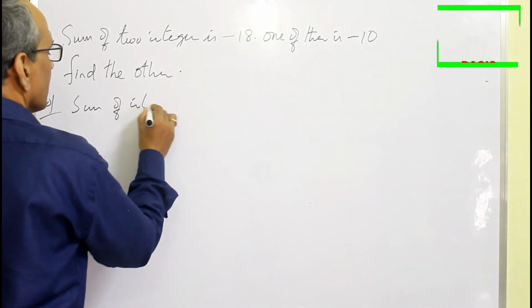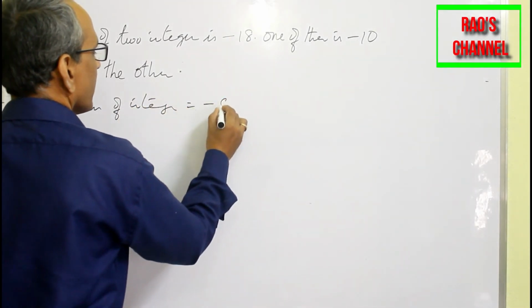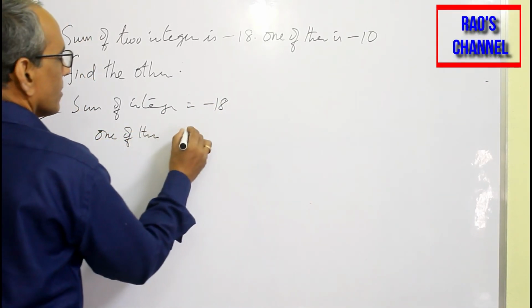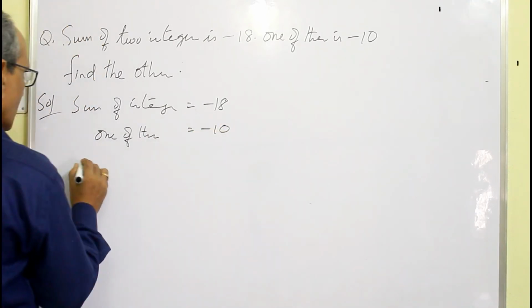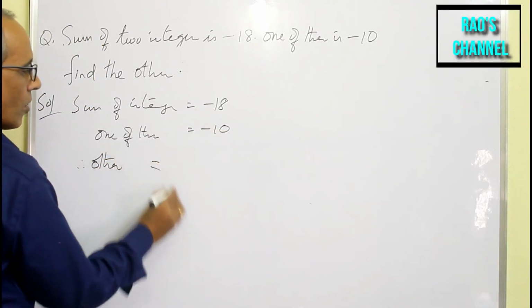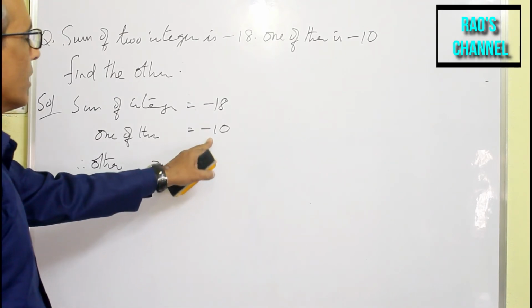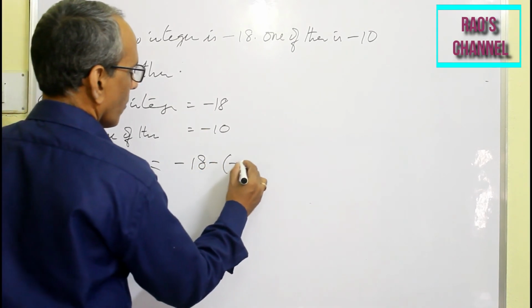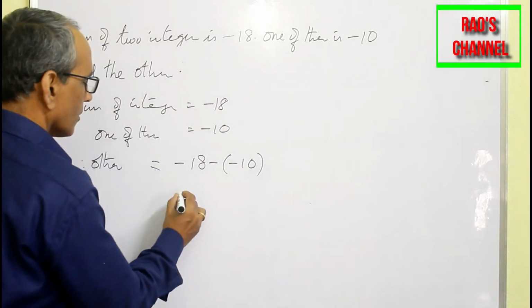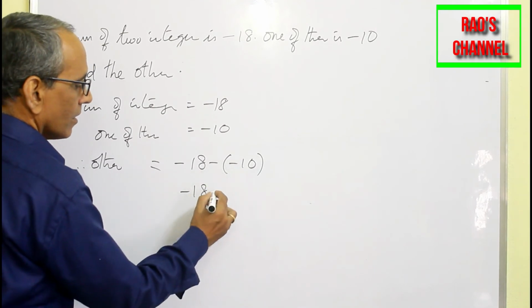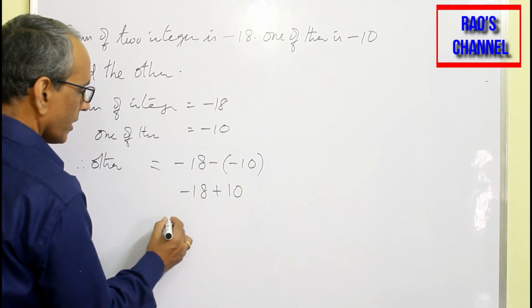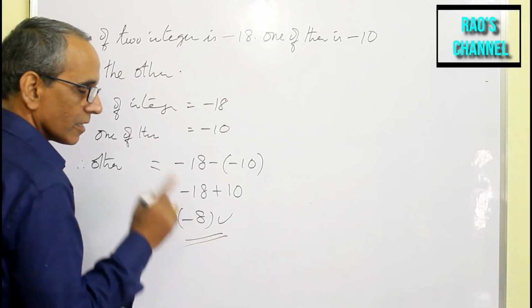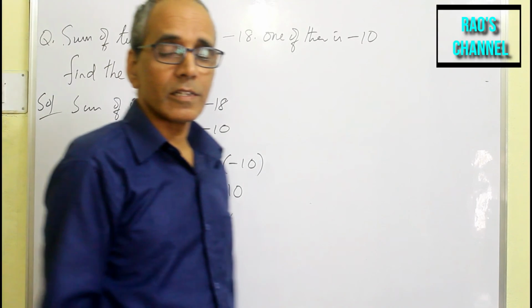Sum of integers is equal to minus 18. One of them is minus 10. Therefore, the other we always get by subtracting one from the total. This is minus 18 minus of minus 10. Okay. So minus 18 like plus 10, we get minus 8. So minus 8 is the other integer.